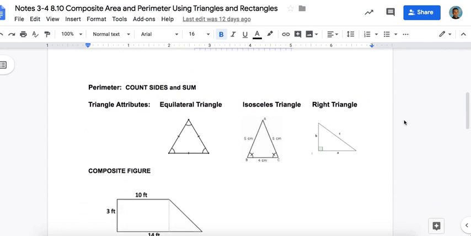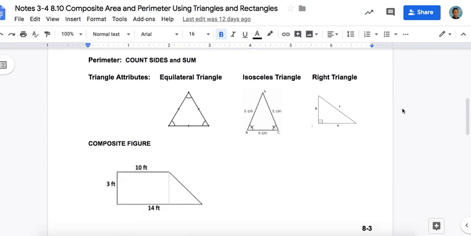So we need the note sheet from the other day, and go down to where it says perimeter. Now remember, perimeter, we count the sides and sum, meaning we count the sides and add them all together.